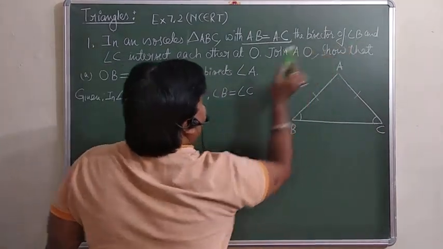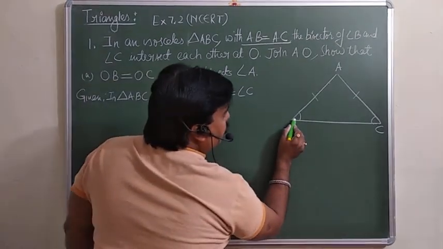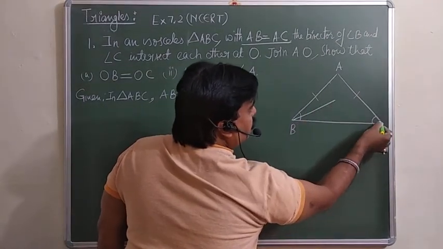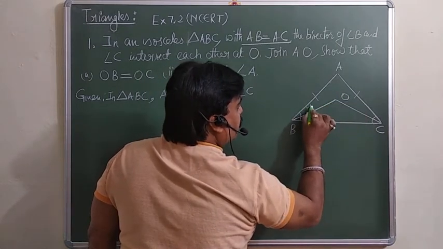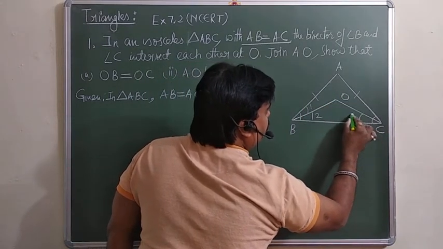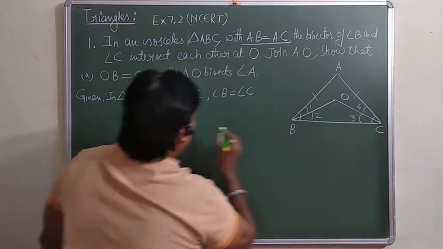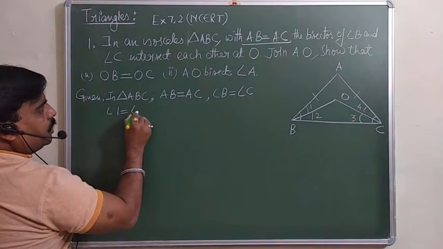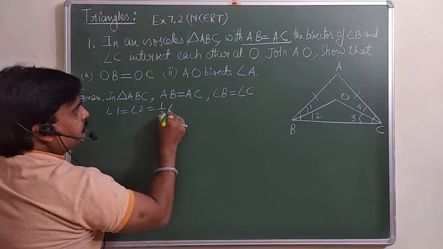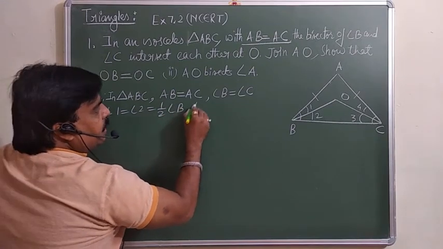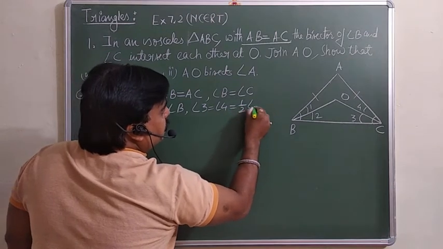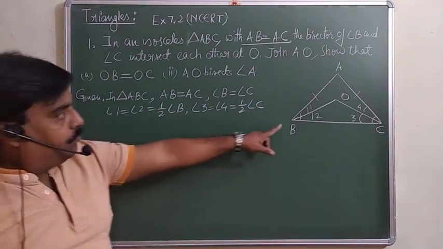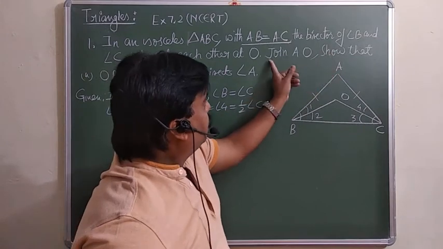Then it says the bisector of angle B and the bisector of angle C are intersecting at the point O. This means angle 1 is equal to angle 2, and angle 3 is equal to angle 4 is also given. Angle 1 is equal to angle 2 is equal to half of angle B, and angle 3 is equal to angle 4 is equal to half of angle C. This is the information already given and we are supposed to join AO.